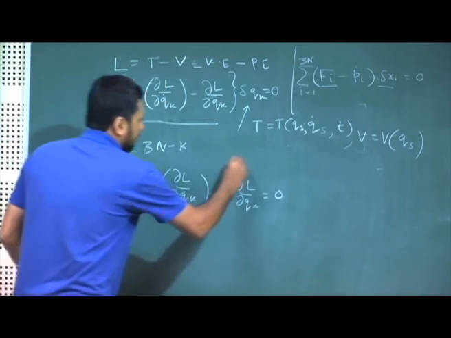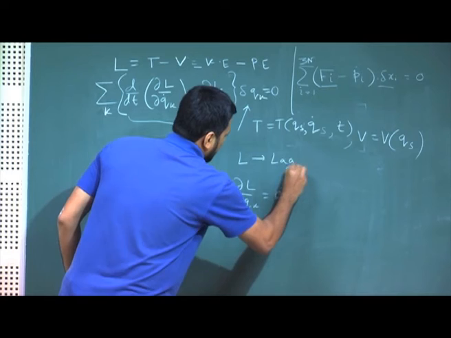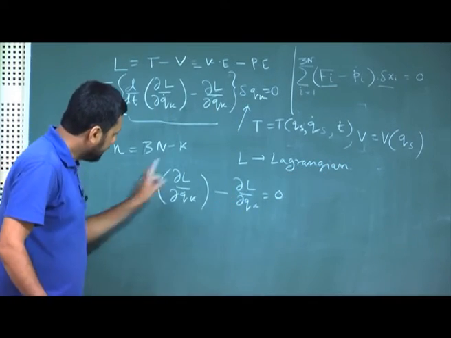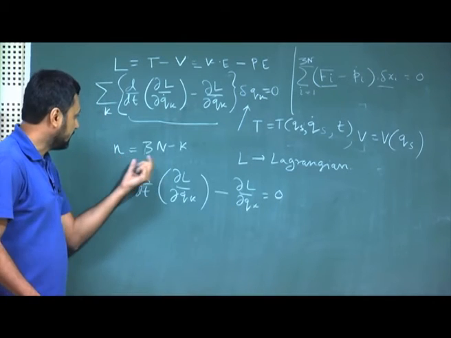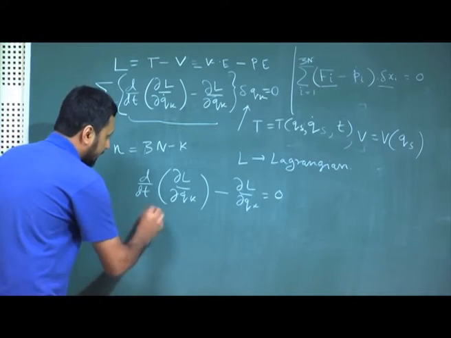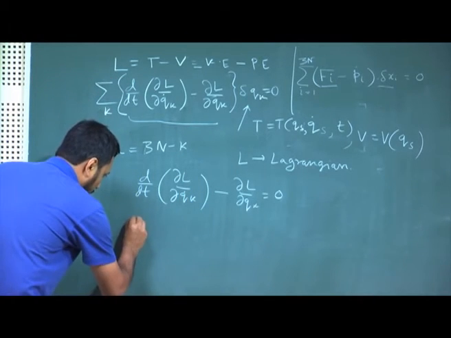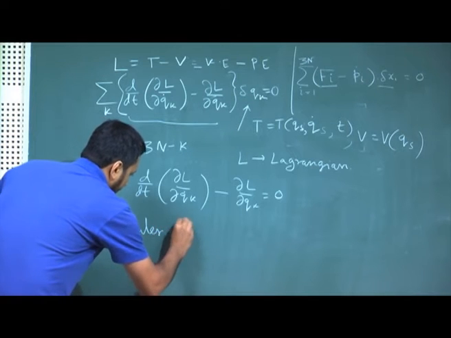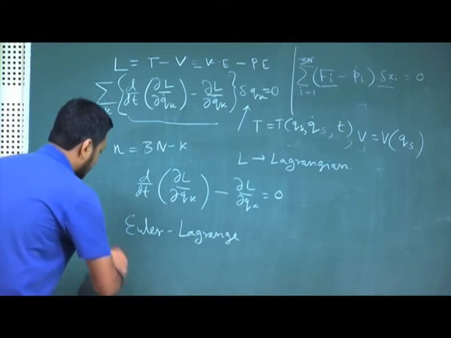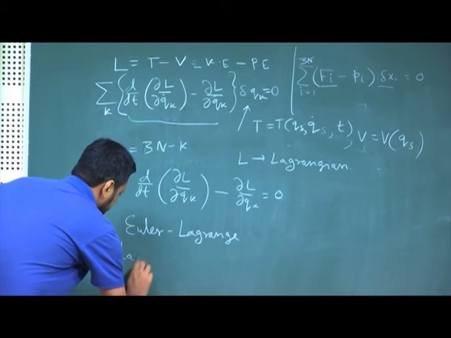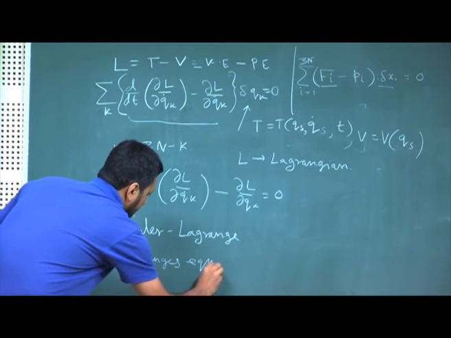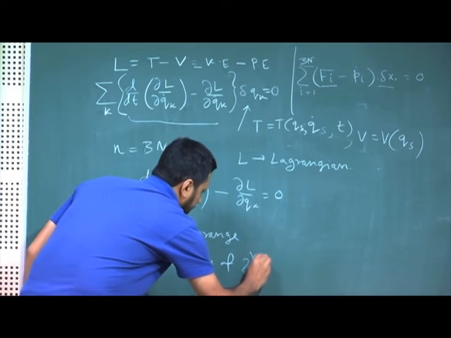So, this L is called the Lagrangian of the system, and readily we can get n such equations, where n is equal to the number of independent coordinates. This set of equations is called the Euler-Lagrange equations, or Lagrange's equations of the second kind.